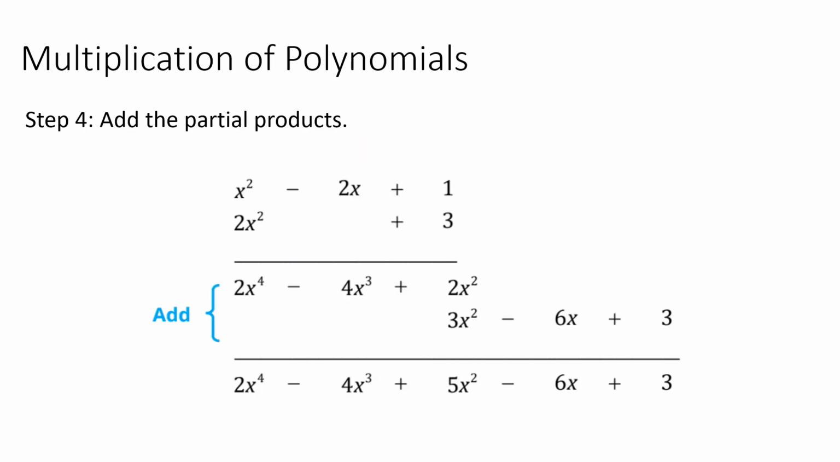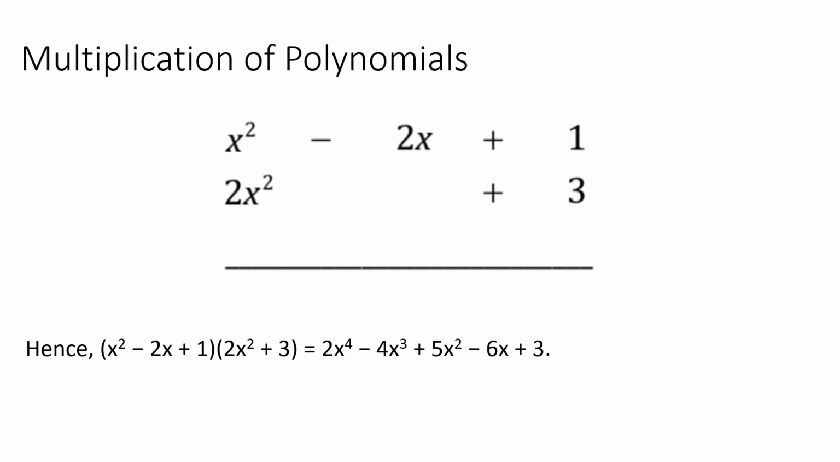For the next step, we have to add the partial products. Take note that for the partial products that you have, make sure that all the like terms are aligned together vertically. So 2x raised to 4, we will bring it down, negative 4x cubed, plus 2x squared plus 3x squared is 5x squared, and then bring down negative 6x plus 3. Hence, the product of these two polynomials is 2x raised to 4 minus 4x cubed plus 5x squared minus 6x plus 3.